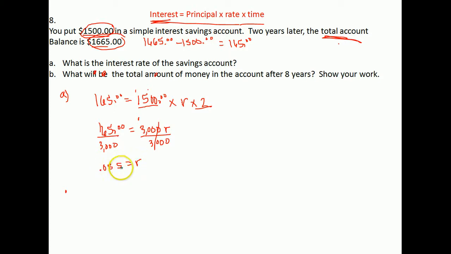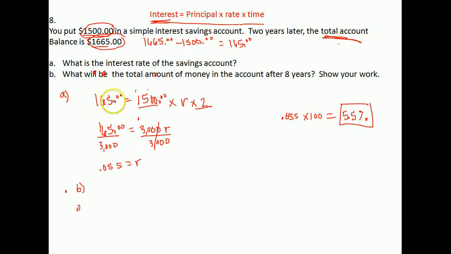Now to write that as a percent, we're going to go the opposite direction. Before, when we had it as a percent, we divided by 100. Here we're going to multiply by 100. That will put it back in percent form. Okay, so we have a rate of 5.5%. That's our answer for part A.